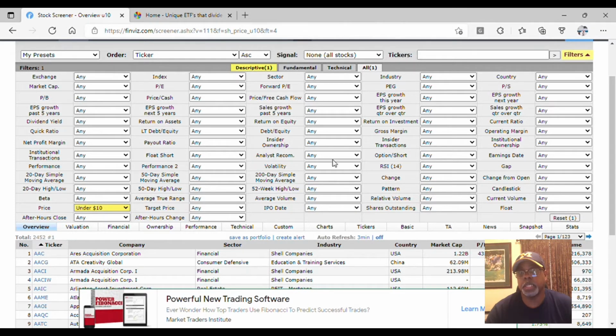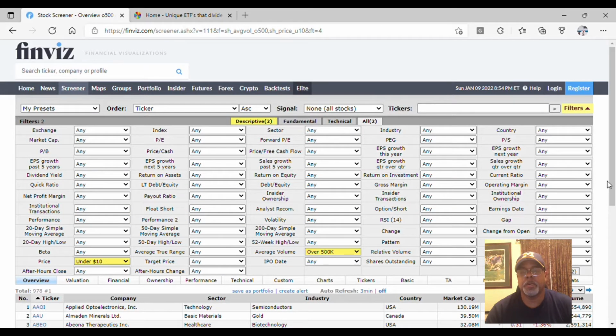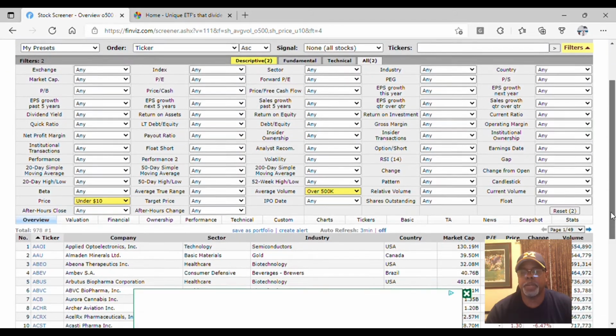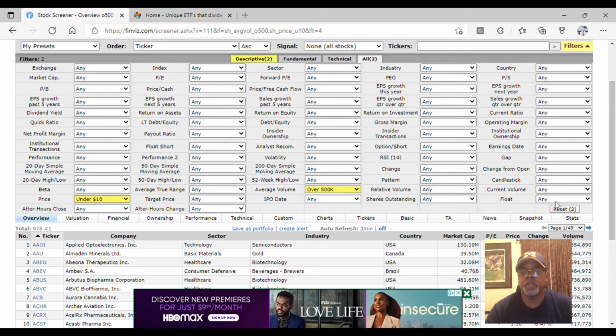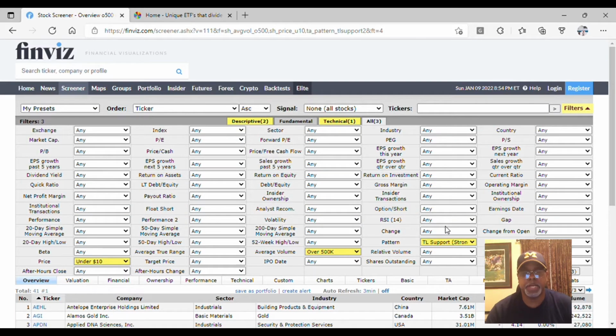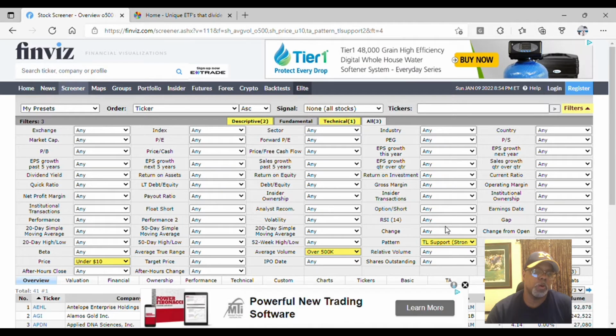And then we want to look at the chart. We want to look at stocks' charts. So let's look at their pattern. We want to look at a pattern, and we want to look at charts that have strong support. That TL stands for trend line support. I'm going to be talking about that in some of my other videos a little later. But for right now, that's what you want to look at. See, now we've broken that all the way down to 41 stocks. 41 stocks that we can look at. That's a big difference than looking at over 2,000.